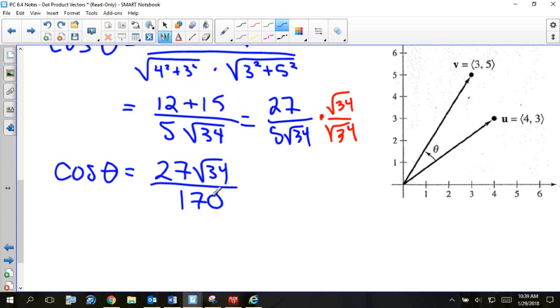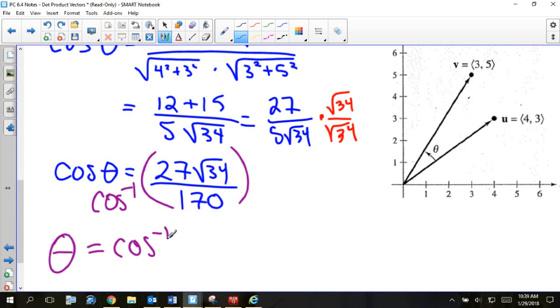What am I trying to find when I'm done? The angle. I'm trying to find theta. Right now it is cosine theta. How do I get rid of cosine so it just says theta here? Cosine inverse. So to both sides you do cosine inverse. So in your calculator you're typing in cosine inverse, unless you have that one memorized.